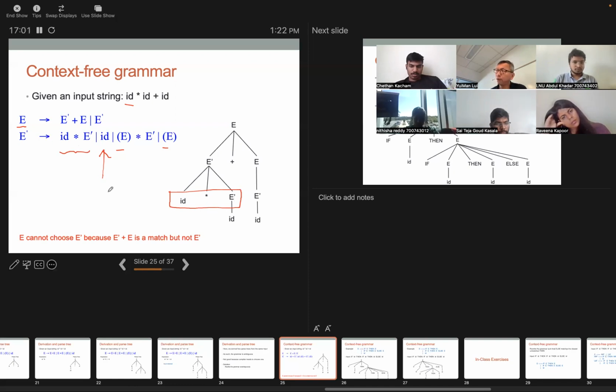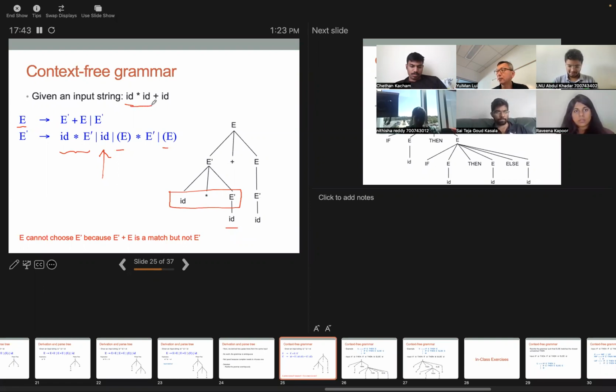So the first two are already terminal, ID and times. Okay. Then we're going back to E prime. So what are the right choices? The only right choice is the second one, ID, right? So therefore, we expand that to ID. So ID becomes the child of E prime. Okay, so then we have ID times ID plus E. Okay, so now this is being covered, right?